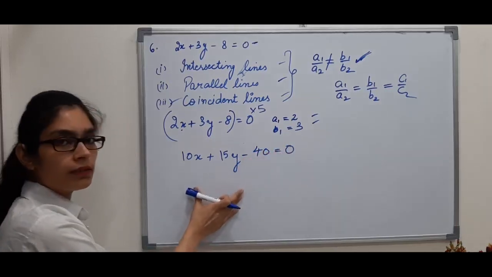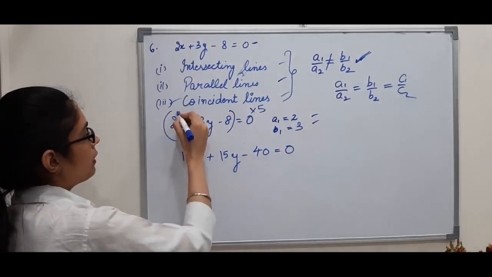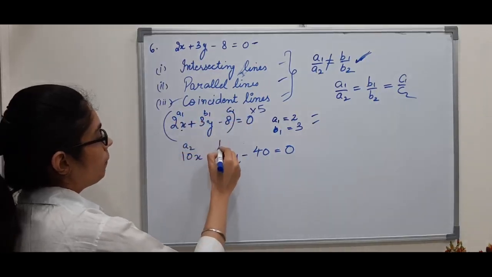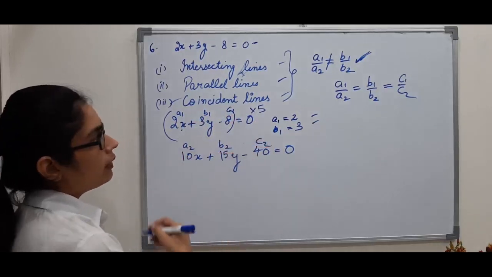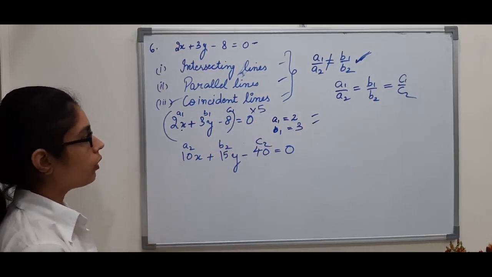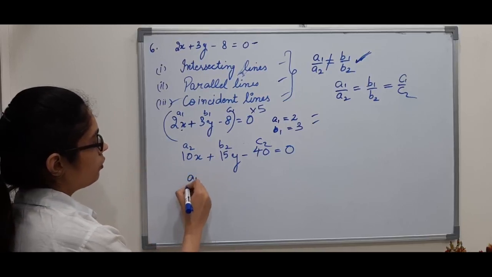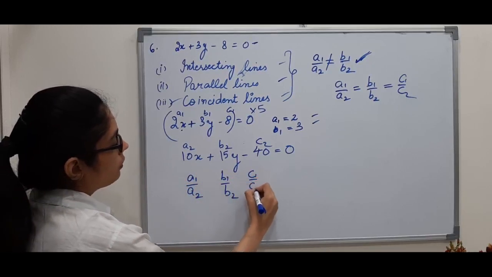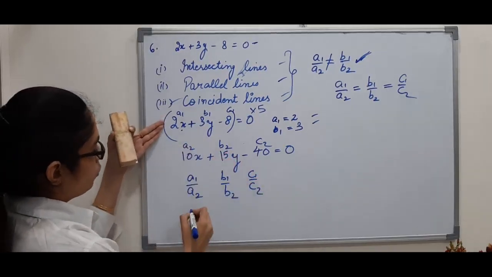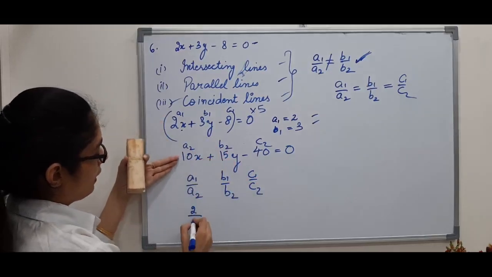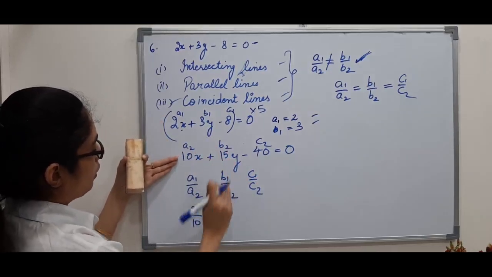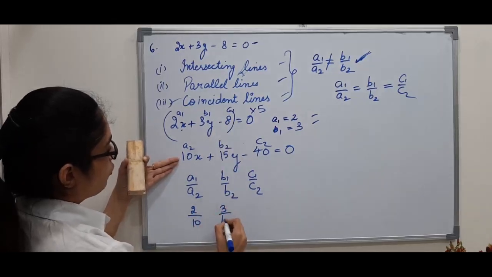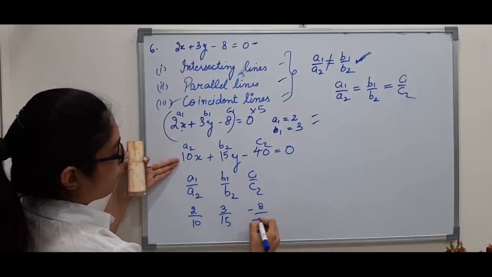So I have got this equation. Here this is my A1, B1 and C1. This is my A2, B2 and C2. Let's find out if it's true or not. So I will write the ratios. A1 upon A2, B1 upon B2, C1 upon C2. A1 is 2, A2 is 10. I will see if it's equal or not. 3, 15, minus 8, minus 40.